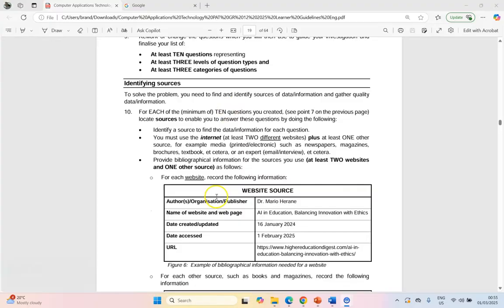So just remember, we're going to have to keep track of where we find that information, which I'm going to refer to later, of something that can help you with that. Because we're going to have to do a bibliography and fill this in our table at a later stage.